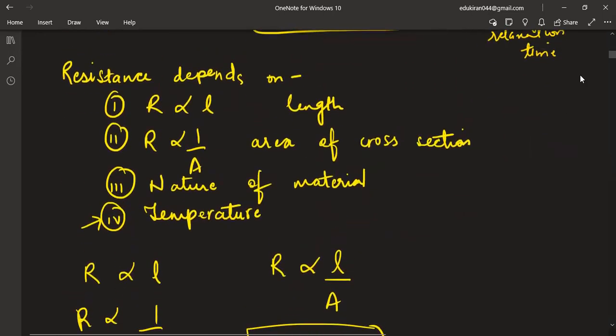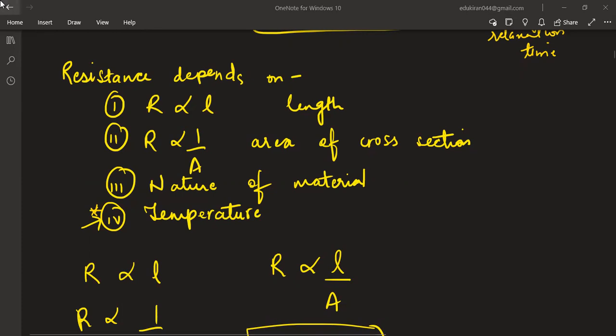Resistance is directly proportional to length, inversely proportional to area, and it depends upon the nature of material and temperature. Temperature one is very important. You have a full-fledged formula also, and many questions have come from resistance dependency on temperature. It depends upon the nature of material.